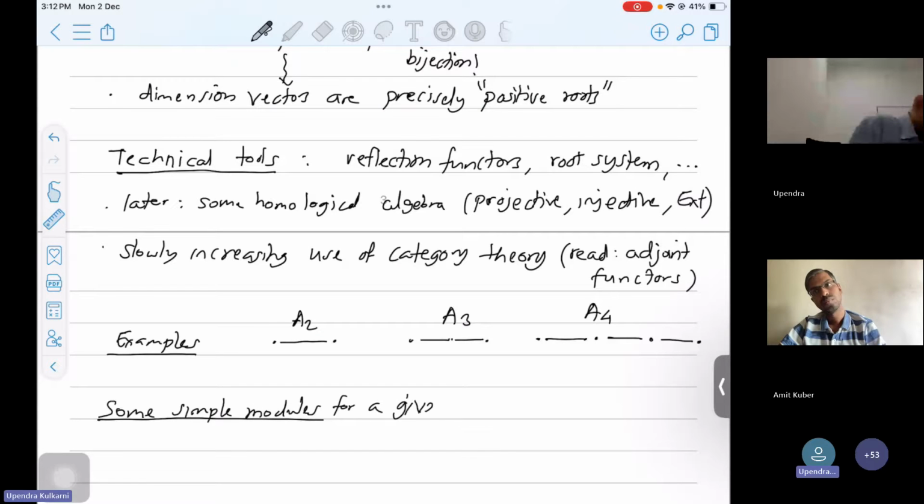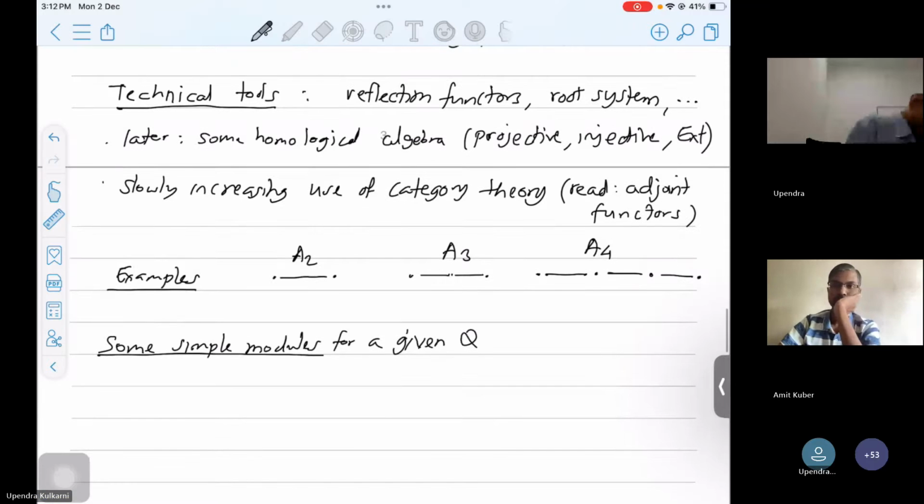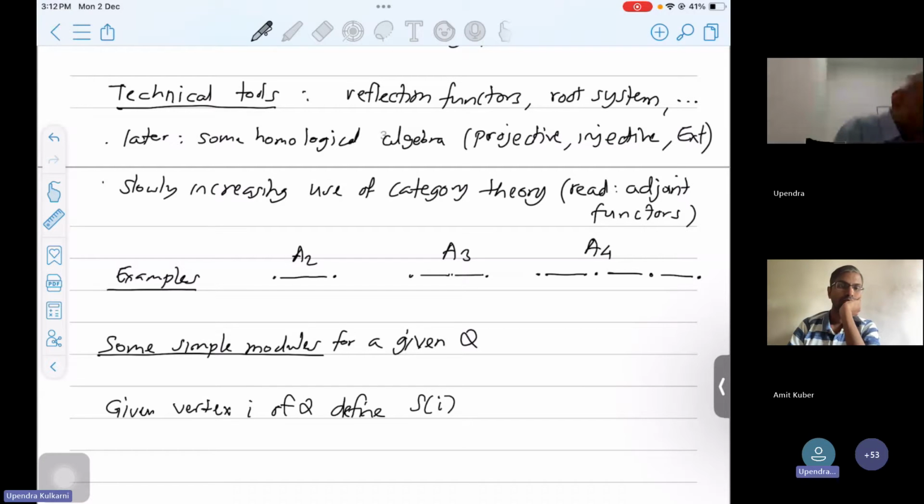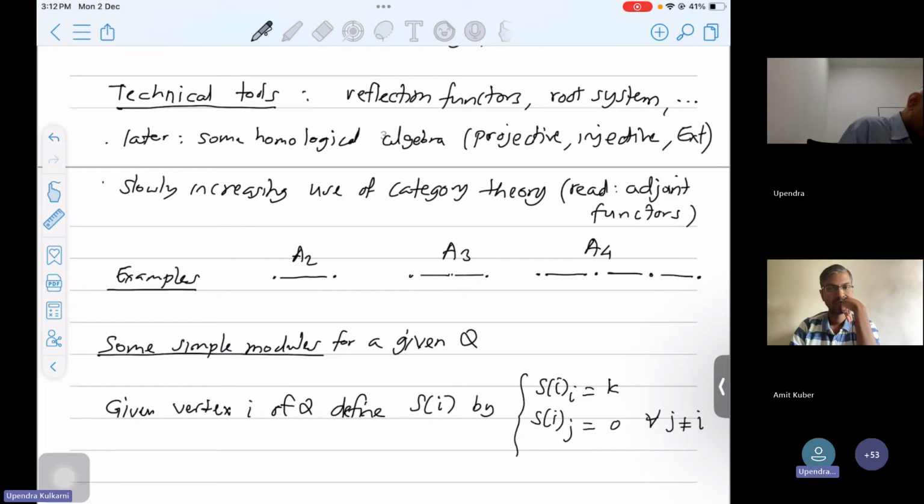Given a vertex I of Q, define S(I), notice this S round bracket I. This entire thing is a representation, defined by S(I)_I to be K, S(I)_J to be 0 for all J not equal to I, all maps 0.